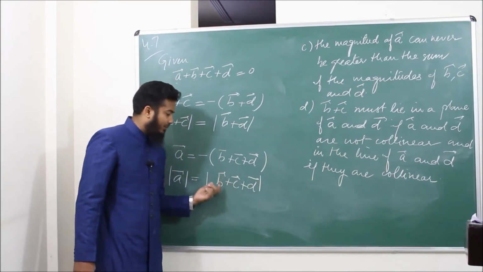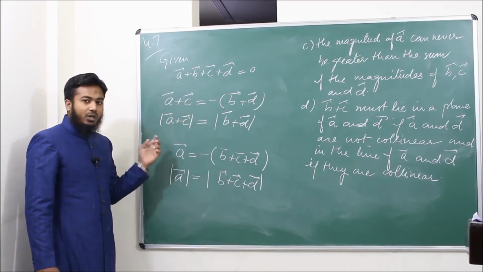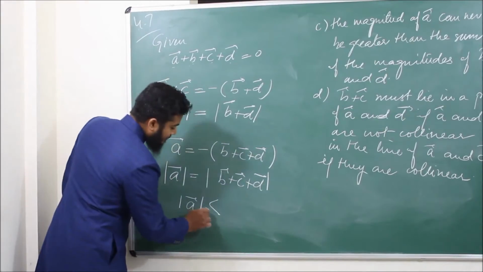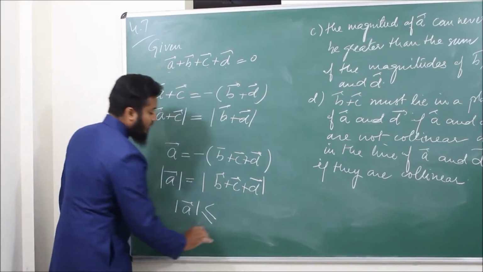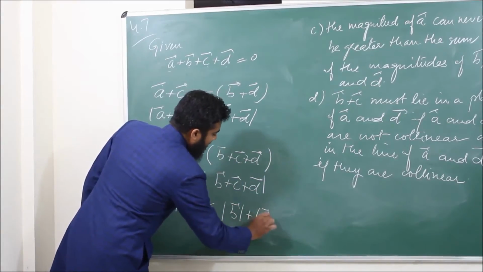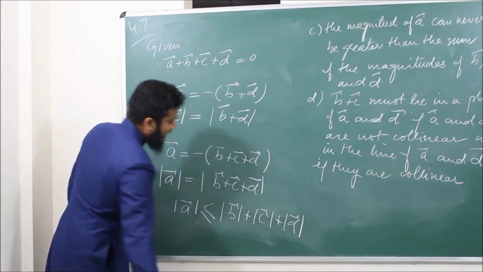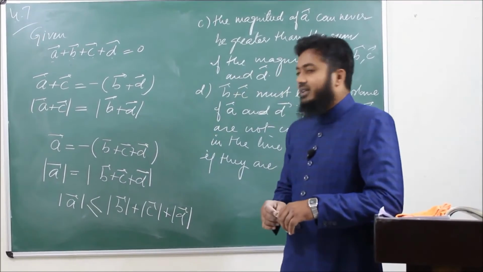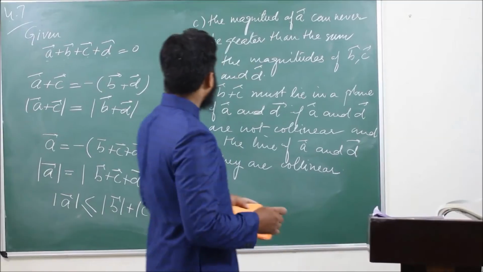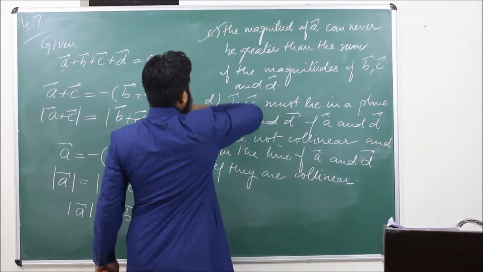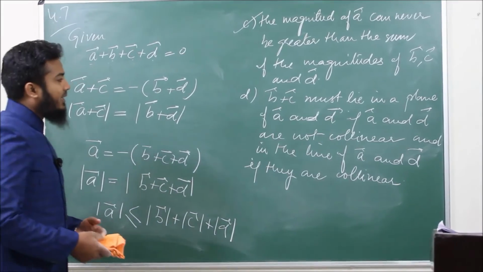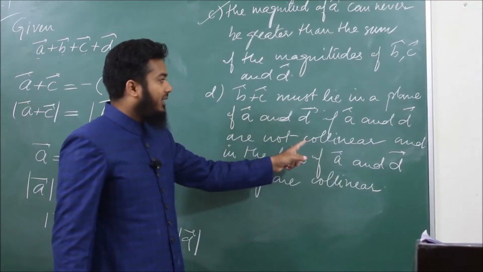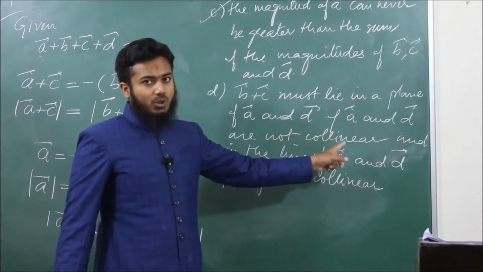If we take the lengths of B, C and D separately, then A is certainly less than that sum. So the magnitude of A will be less than, or at maximum equal to, the sum of the magnitudes of B, C and D. So this statement is correct. And the last statement is that B plus C must lie in a plane of A and D if A and D are not collinear.